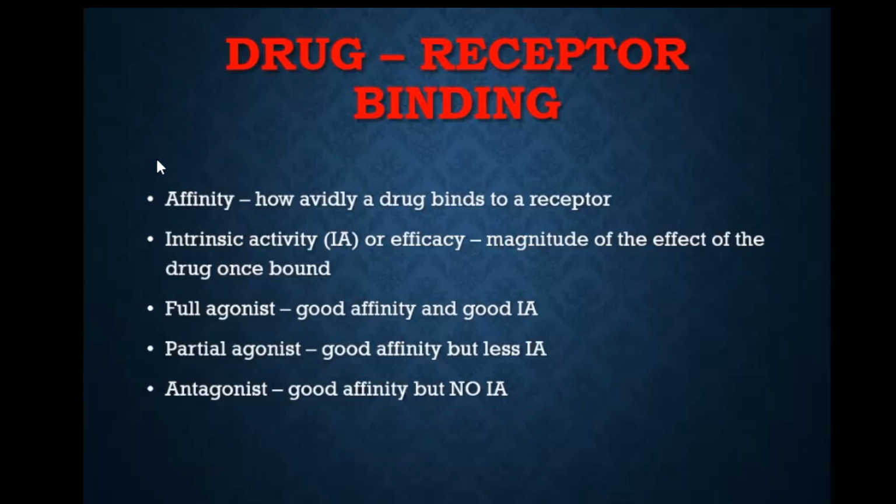Affinity is how avidly a drug binds to a receptor. This depends on their structural similarity, the locking mechanism of a drug to a receptor. Okay, so this is how avidly a drug can bind to a receptor. Next is intrinsic activity, or efficacy. This is the magnitude of the effect of the drug once bound. Once a drug has already bound to a receptor, the cellular response and biological outcome that come after that decide the intrinsic activity, whether they can reach 100% biological response, only 50%, or nil, or they go negative. So that shows the intrinsic activity or efficacy.